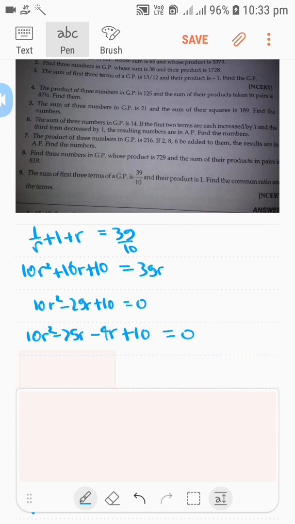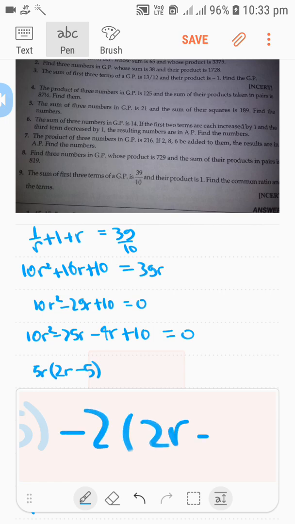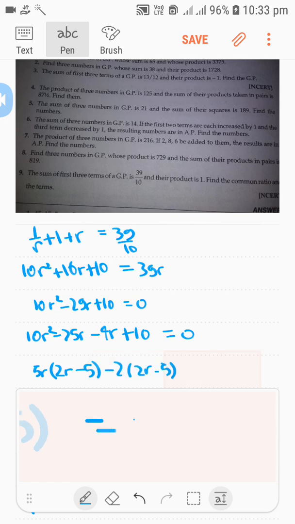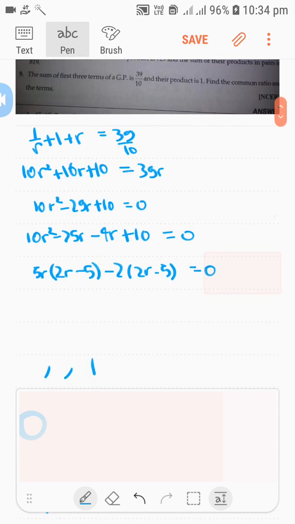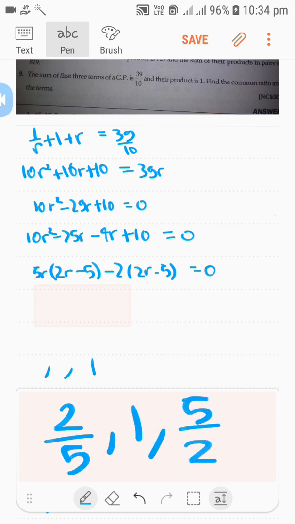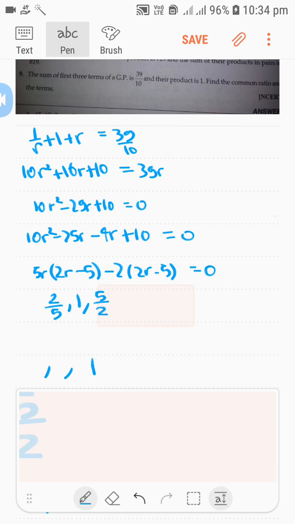Okay, nice. So you can just factor out 5r from the first two. So 5r into 2r minus 5 and then minus 2 into 2r minus 5 is equal to 0. So r equals 5 by 2 or r equals 2 by 5. We can already see this. So now the middle term was 1. So the three numbers are going to be 2 by 5, 1 and 5 by 2. That's it. These are going to be the three numbers.